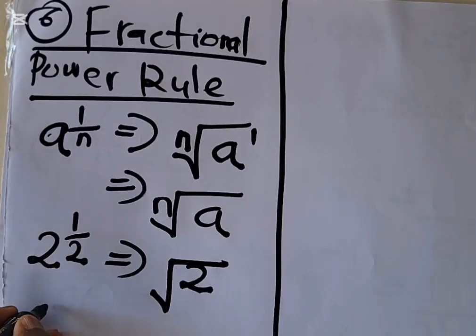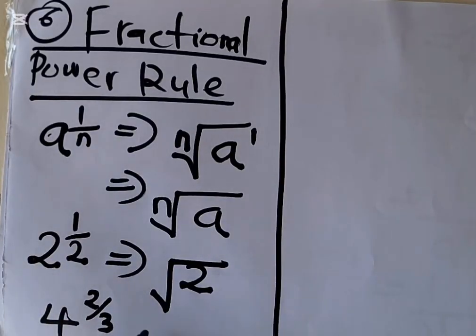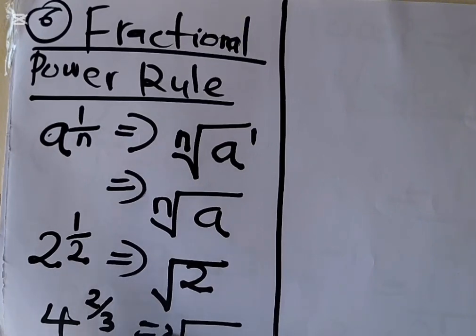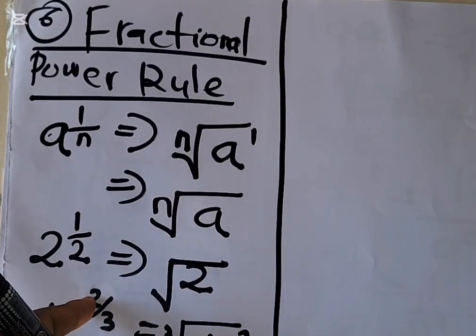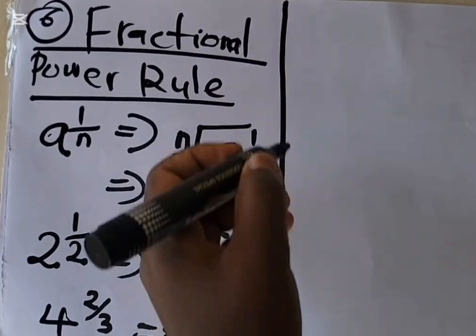So if we have, for example, 4 raised to 2 over 3, let's say this is the number we've been given in indices, this becomes the third root. Whatever is the denominator becomes the root, the third root of 4, then raised to 2, whatever is in the numerator. Let's get to rule number 7.